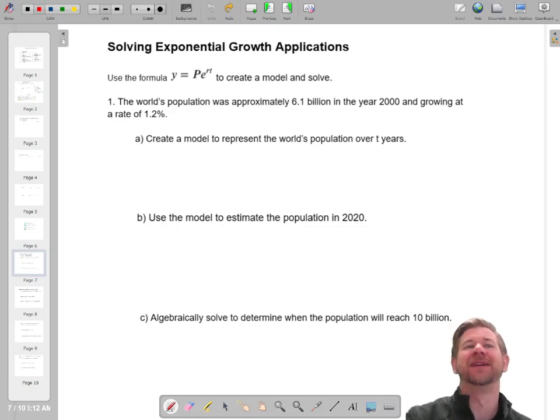Hello, ladies and gentlemen. Let's solve some log equations. We're going to use this exponential growth model, P e to the rt, for these problems, and then we're going to use what we've learned about solving logarithms to add one extra kind of step to it. So we've done a lot of the first part here.